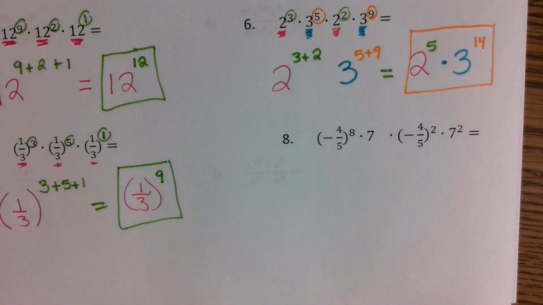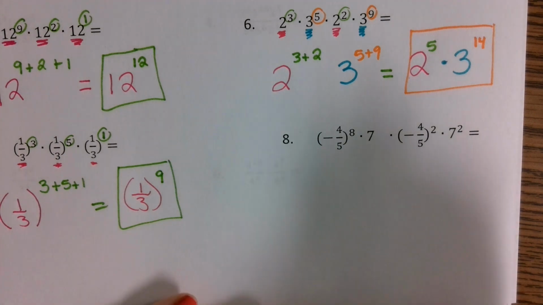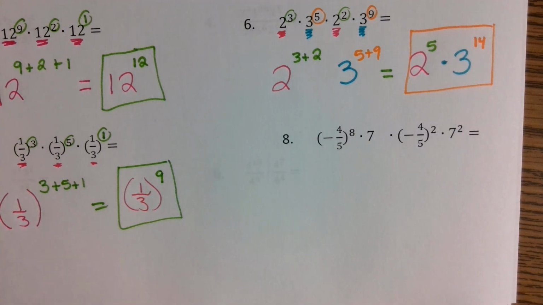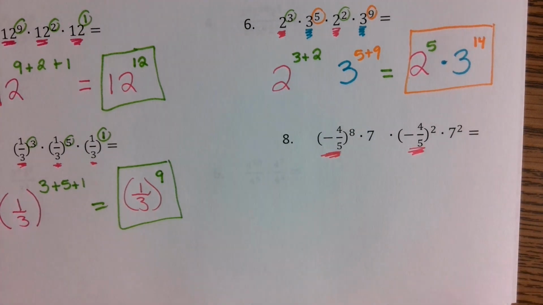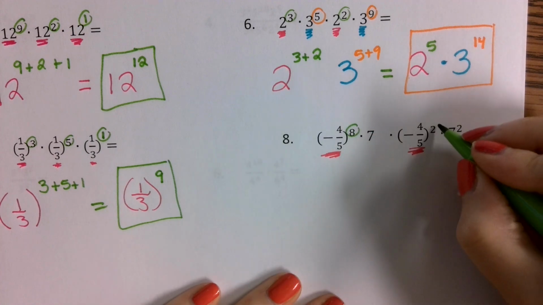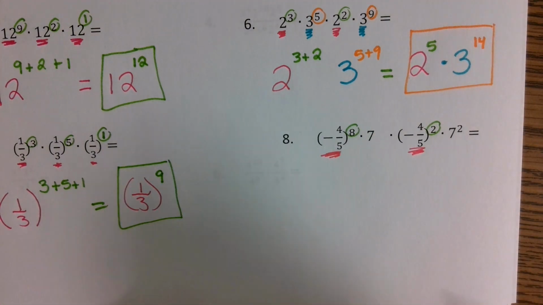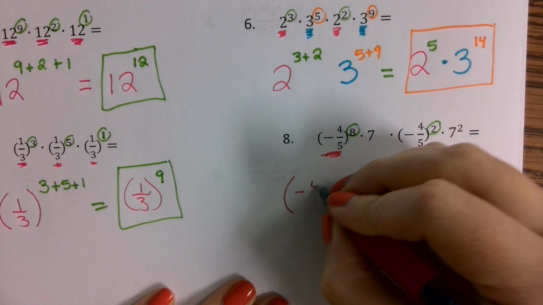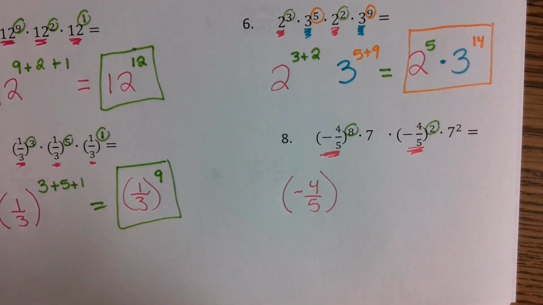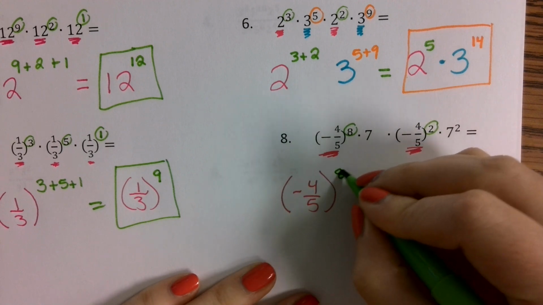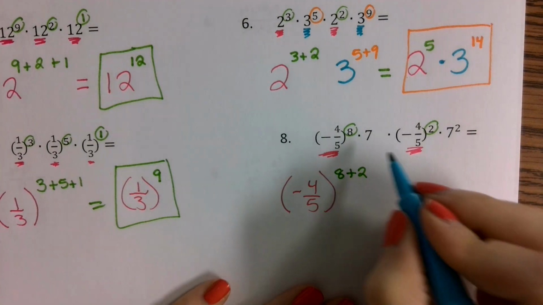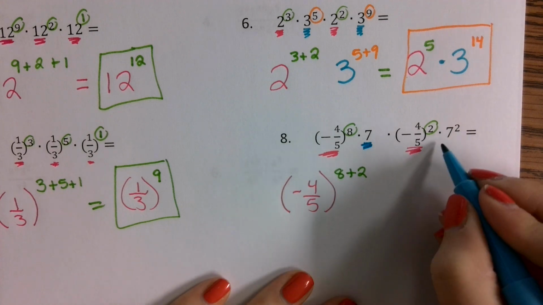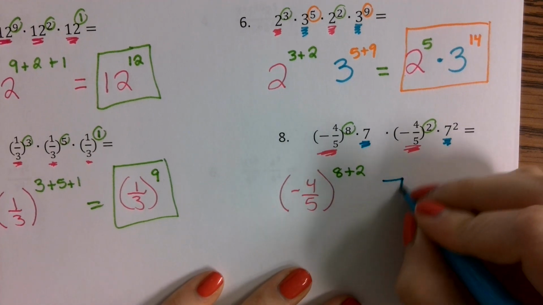Problem number 8, we've got several different bases. You've got -4/5 as one of your bases, raised to the 8th power and to the 2nd power. So you're going to write -4/5 in parentheses. Outside the parentheses, your exponents are going to be 8 plus 2. Your other base is a positive 7. So you're going to write 7.